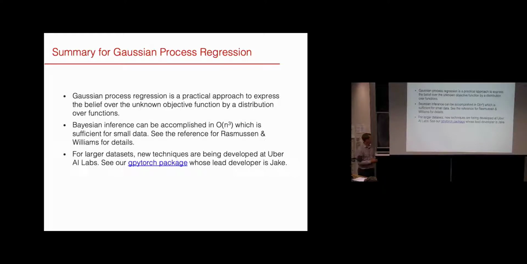time. I'd also like to point out that for larger data sets, my team is developing new techniques that use GPU acceleration, and now we can actually do GP regression up to 10 million data points. Jake Gardner from my team is leading this. He's developing the GPyTorch package. Cubic time is still the right asymptotic complexity, but using GPU acceleration and some numerical tricks, they can scale up Gaussian process regression to 10 million data points and more. So, exact inference.